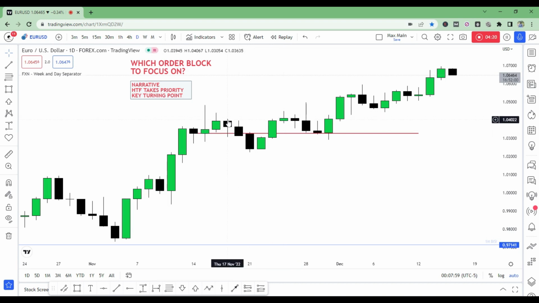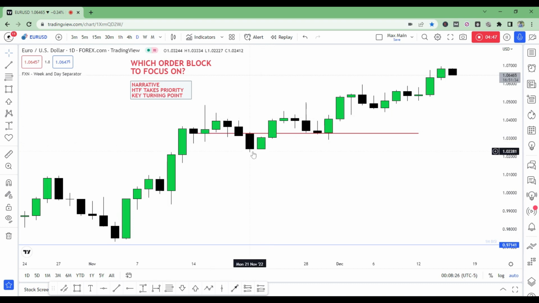Because ICT teaches that consecutive candles are also considered one order block. If you look at it, these are all down close candles, but the basic or classic teaching is that the order block is the last down close candle. But I'll also say that these three candles, since they're consecutive down close candles, are also considered order blocks once the range is taken out.